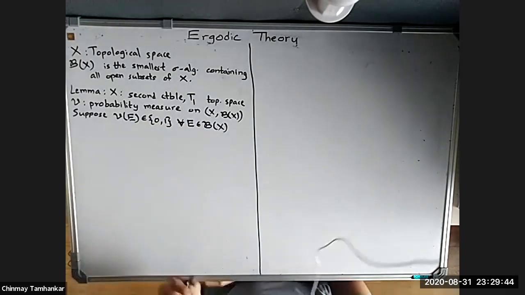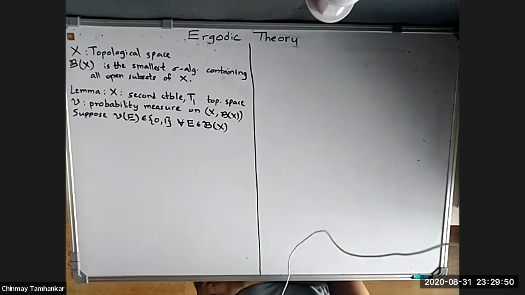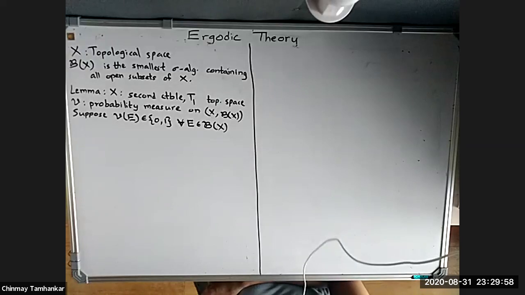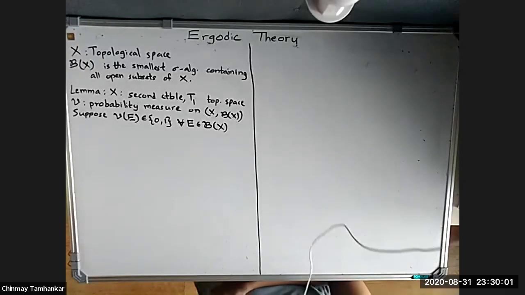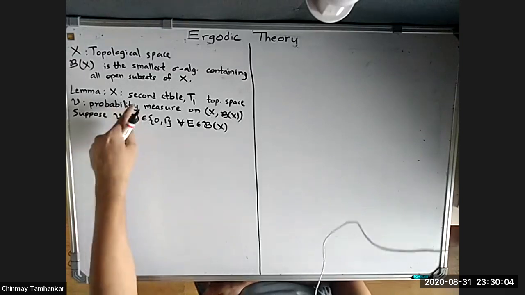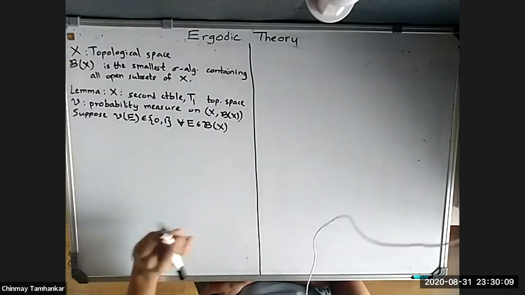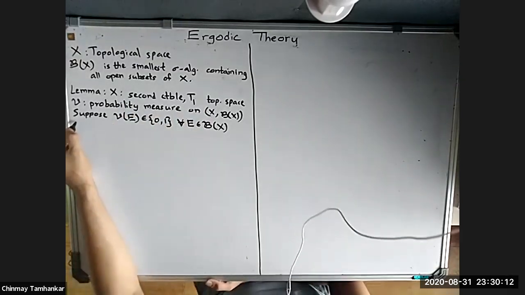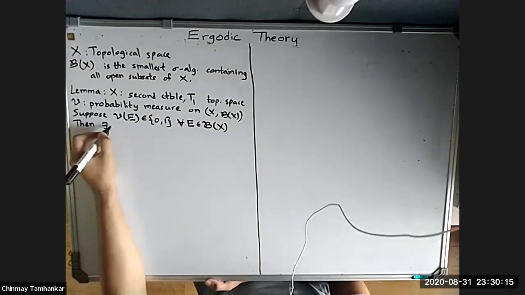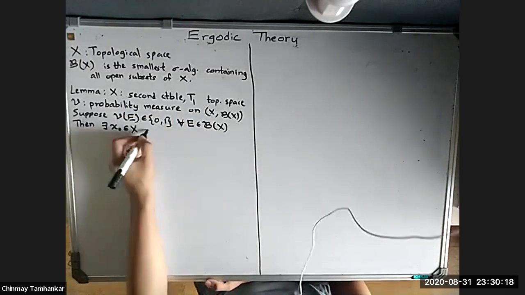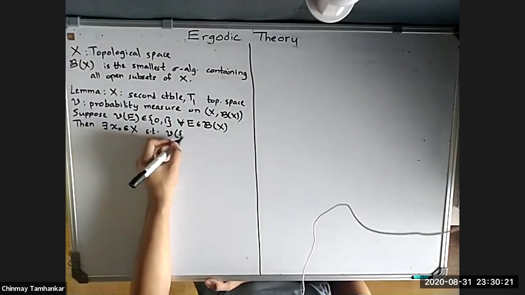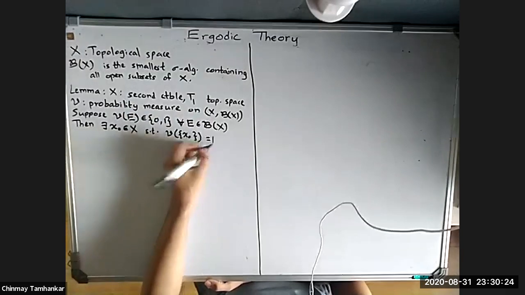So then, one simple example of such a thing will be that the measure is concentrated at a single point. So the measure of any measurable set is 1 if that point belongs to that set, and 0 if it doesn't belong. What we claim is that in this context, when X is a second countable T1 space, such a measure will always be concentrated at a single point. So then there exists a point x0 in X such that the measure of the singleton x0 is 1.